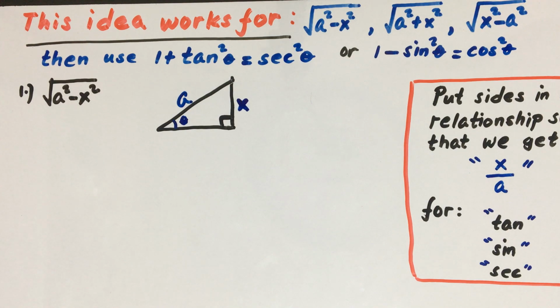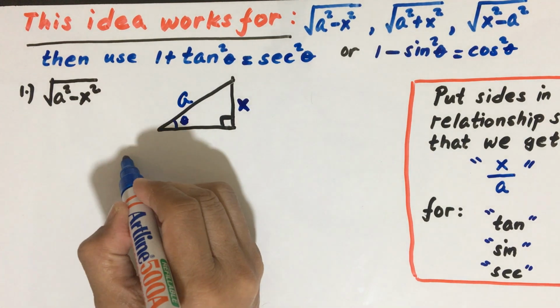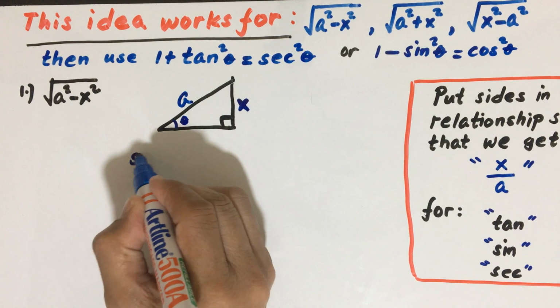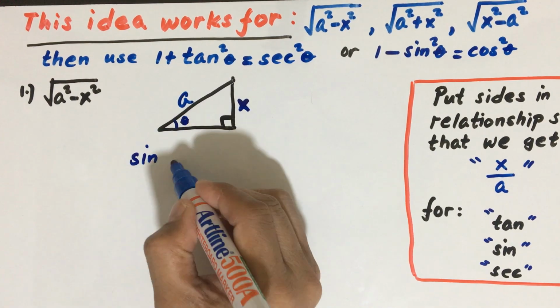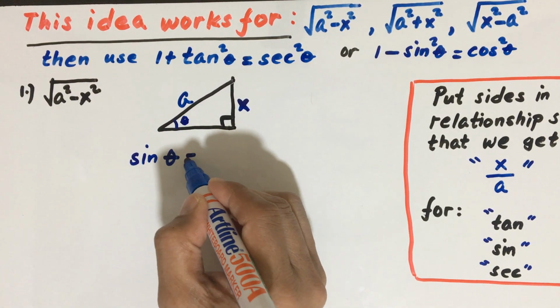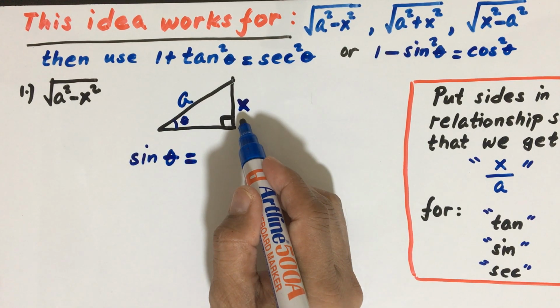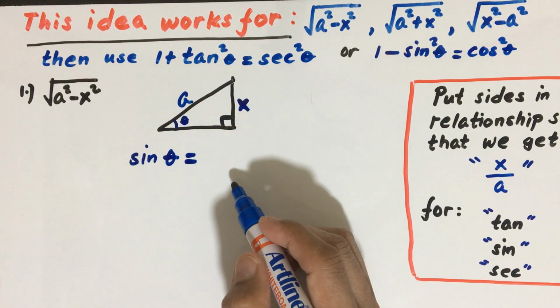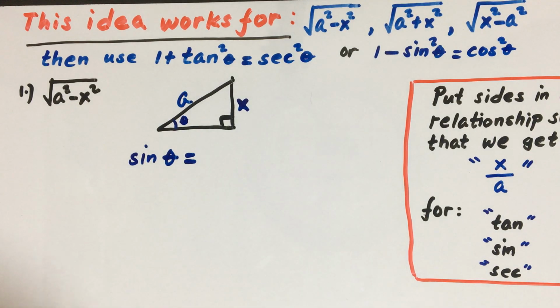from our definition, we have sine of this angle theta is equal to opposite over hypotenuse. Right?